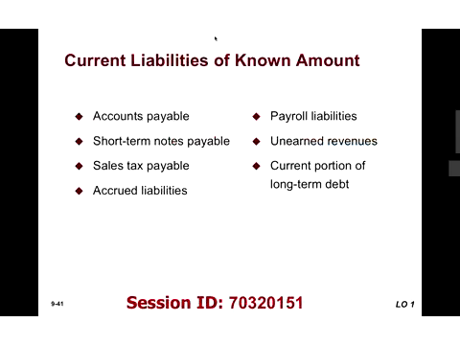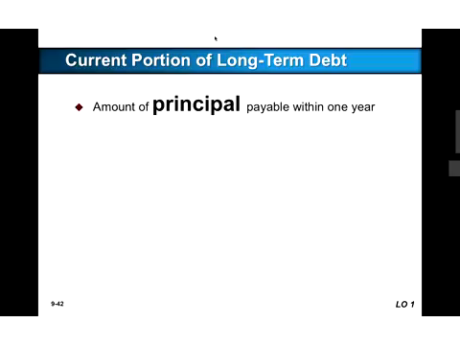Okay, next type of liability is this last one, and I mention it because it does look odd. There's actually a line called current portion of long-term debt. The current portion of long-term debt is the amount of principal payable within a year. I want to emphasize that. You should write this down because we're going to have a question coming up about it.